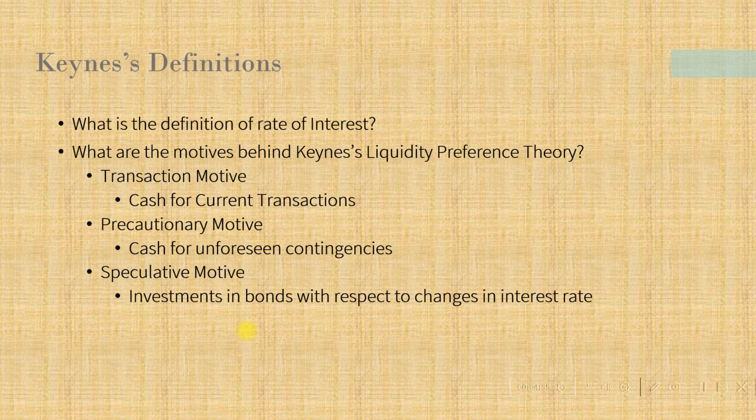So that is about speculative motive. Remember, for transaction motive, it is cash for current transactions. Precautionary motive is cash for unforeseen contingencies, and speculative motive is investment in bonds with respect to changes in interest rate. The public keeps this motive because of their interest in investments in bonds with respect to changes in interest rate.